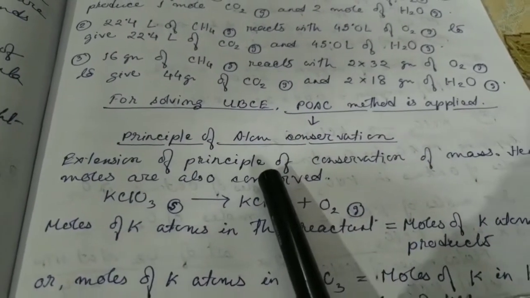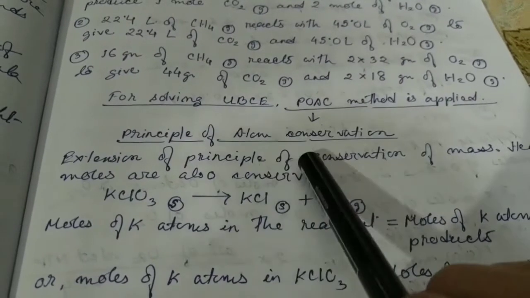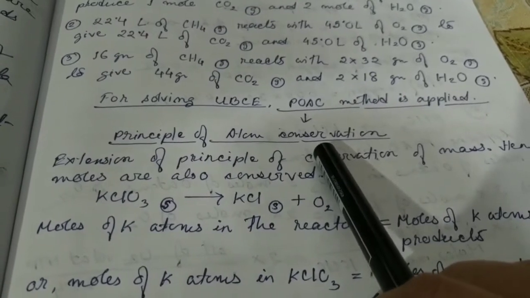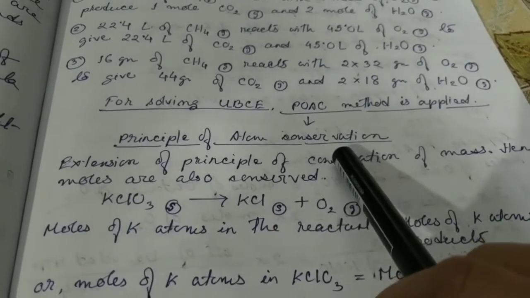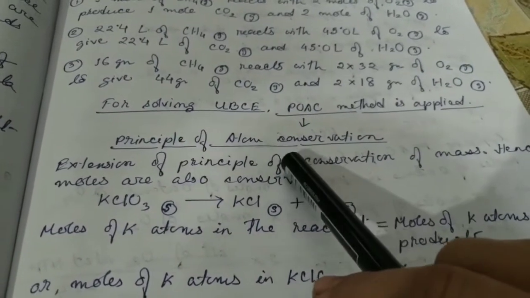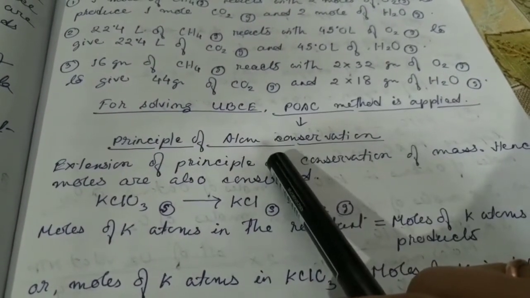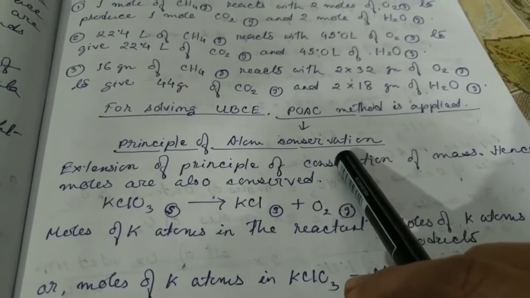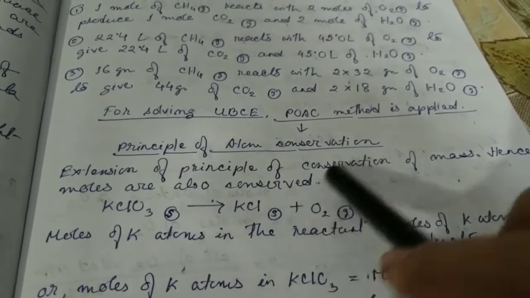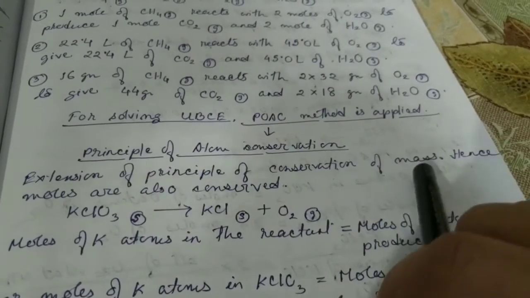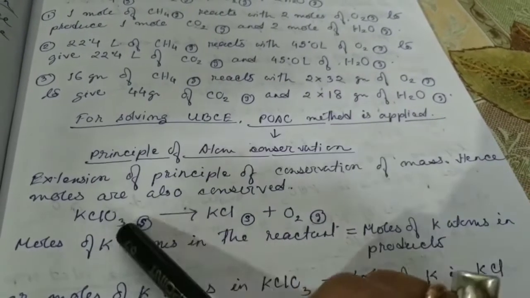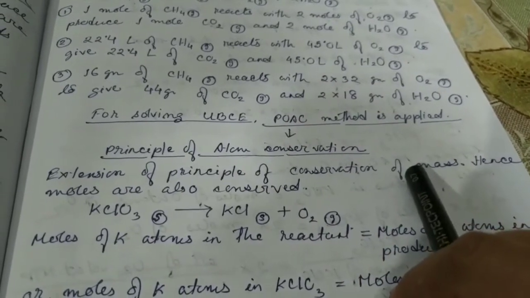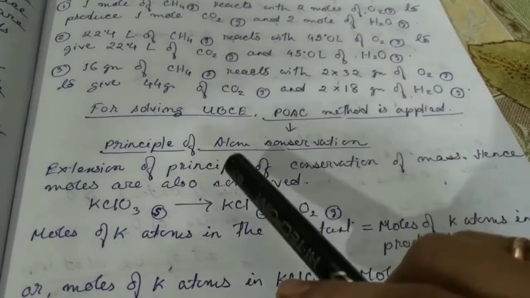So as you know, the principle of energy conservation, mass conservation, means that energy or mass cannot be created nor destroyed. It can only be transferred from one form to another. The same is the concept with atoms also. So atoms can neither be created nor destroyed, they can only be transferred from one form to another. So if the masses are conserved, that means moles are also conserved. Moles are nothing but mass divided by molar mass. So that is the principle.